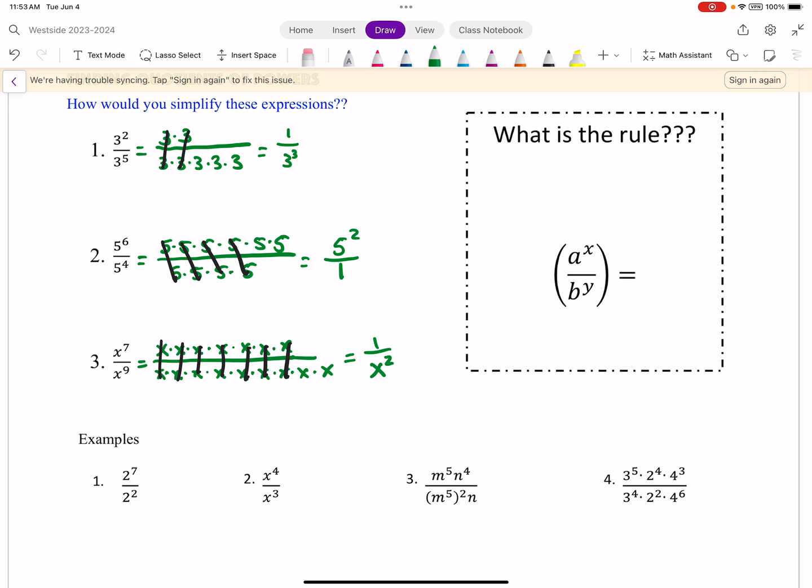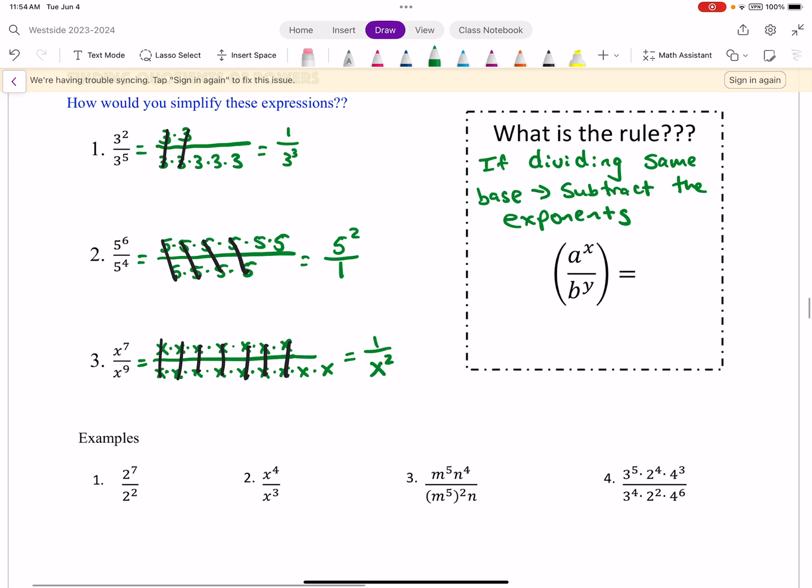And that pattern is that if we are dividing the same base, so as long as the base is the same, then we can subtract the exponents. Now there is a typo right here. This is a to the x and then b to the y, but really we're going to change that to a to the y. And so if we had this problem, our answer would become a to the x minus y, the top number minus the bottom number.